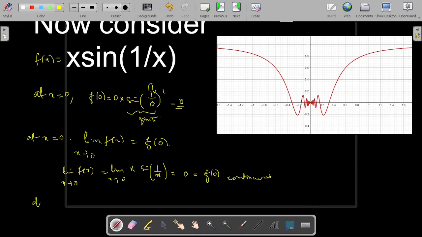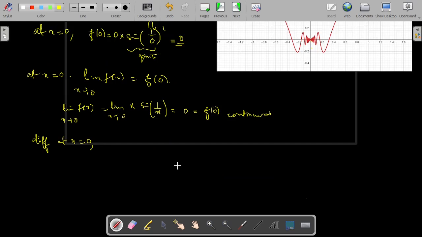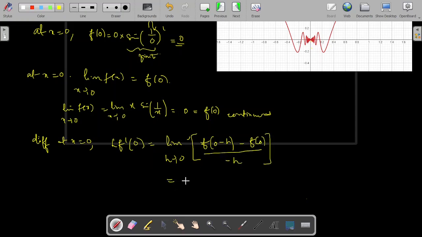Now what about the differentiability at x equal to 0? Let us see. Is this function differentiable at x equal to 0? For differentiability, you need the left hand derivative and the right hand derivative. So the definition of the left hand derivative is the limit as h tends to 0 of f of 0 minus h minus f of 0, divided by minus h. So this is equal to the limit as h tends to 0 of f of minus h minus f of 0, divided by minus h.